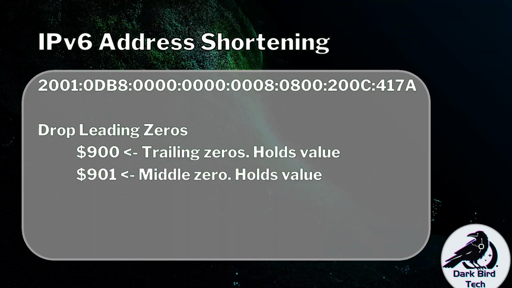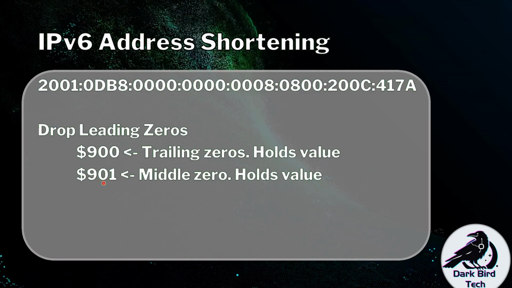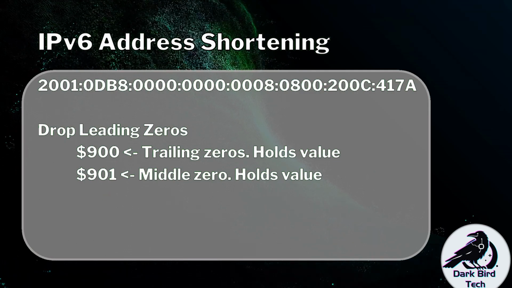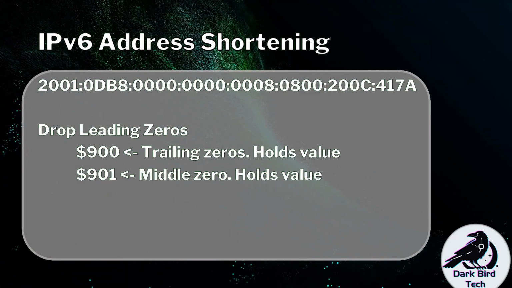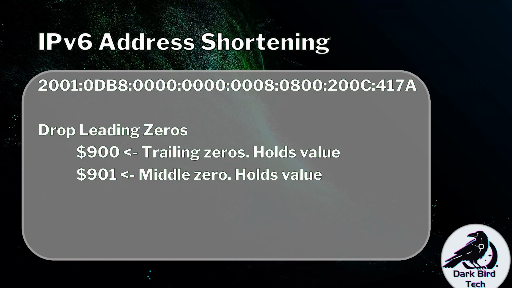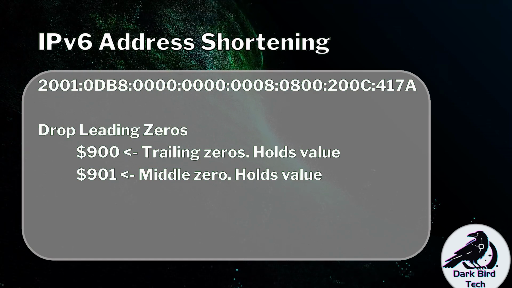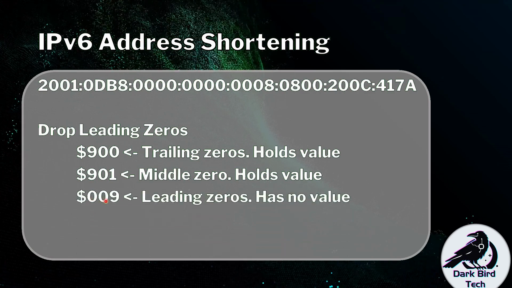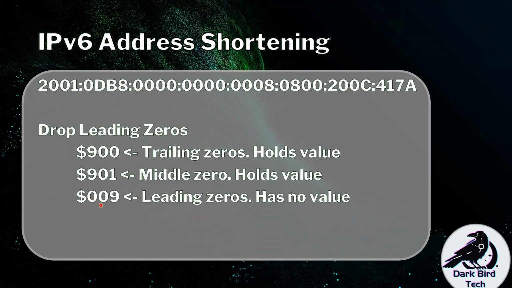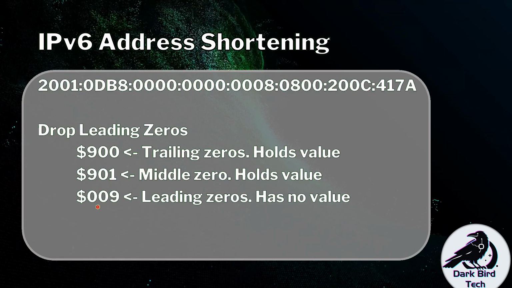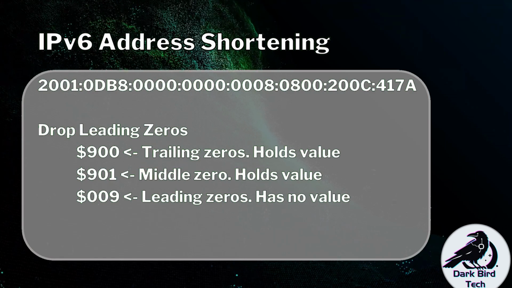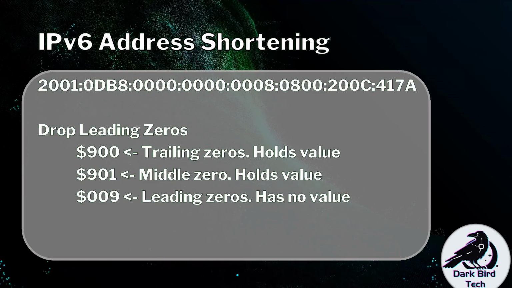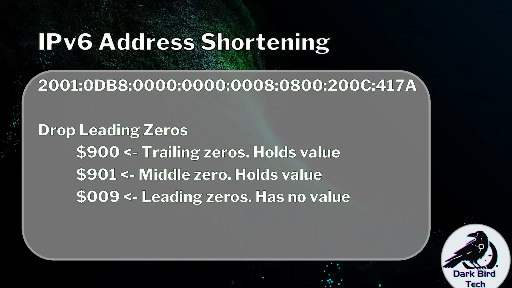If I take a value like $901, there's a middle zero there. Again, it also holds value. I don't need mathematics to help me here. I can turn $901 into $91 myself. But if I write a number like that, $009, those zeros have no value. They're just filling a space, but not representing a larger numerical value. So we could drop them because leading zeros hold no value. They're just holding a space.